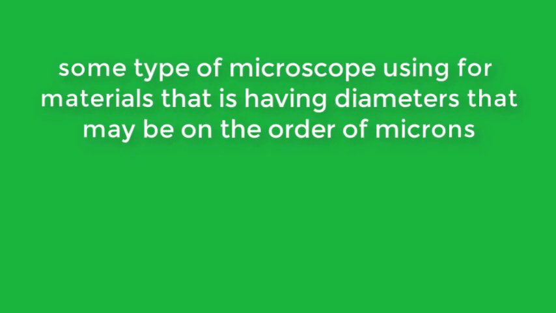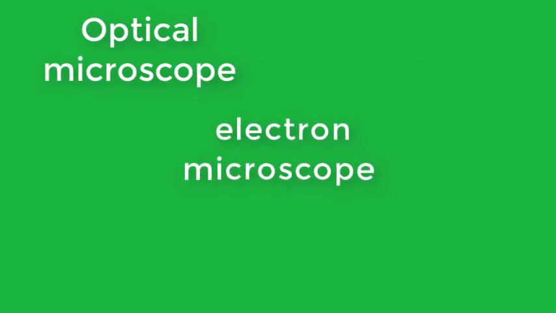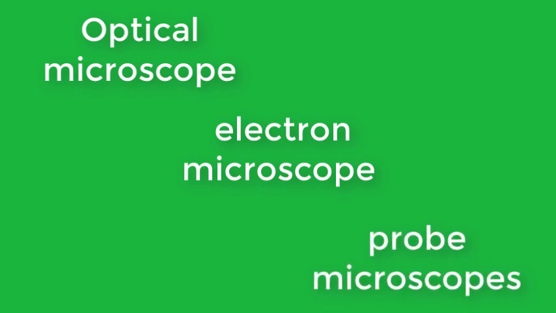However, in most materials the constituent grains are of microscopic dimensions, having diameters that may be on the order of microns, and their details must be investigated using some type of microscope. Grain size and shape are only two features of what is termed the microstructure. Optical, electron, and scanning probe microscopes are commonly used in microscopy. These instruments aid in investigations of the microstructural features of all material types.